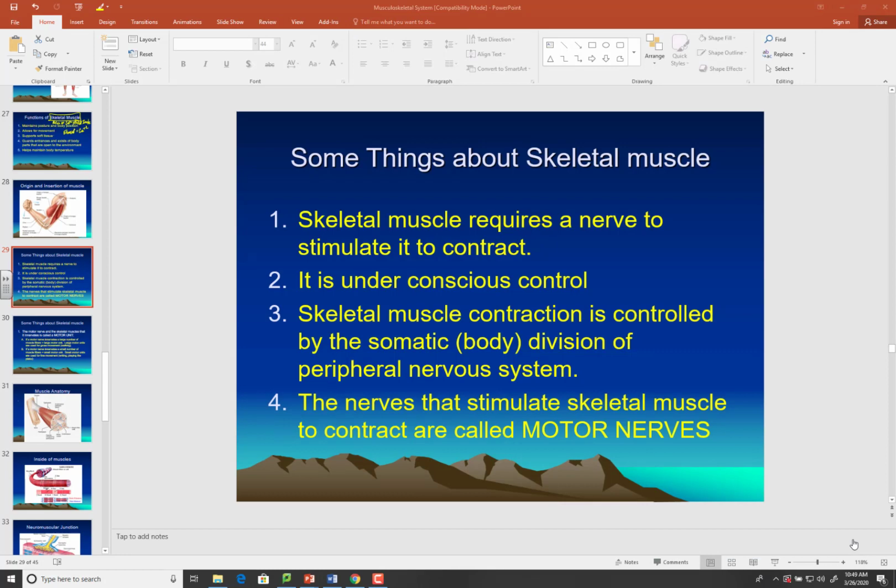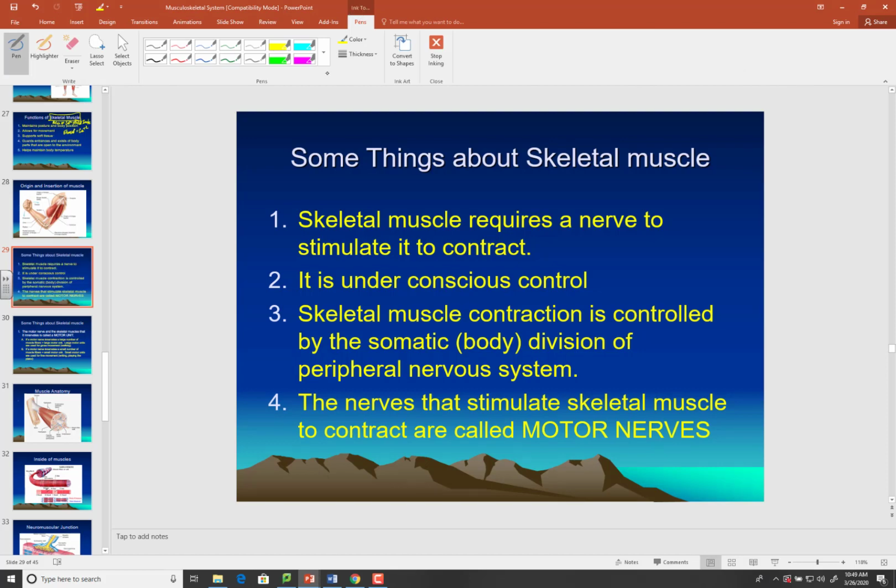Okay, a couple of things about skeletal muscle you gotta know. Number one, skeletal muscle requires a nerve to stimulate it in order to contract. So if you have a spinal cord injury, damage below that spinal cord injury, that person is not going to be able to contract the muscles below that injury. That's why you can't be paralyzed from the waist up, right?